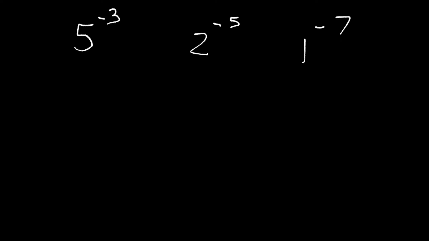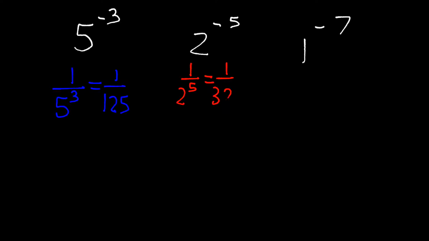Alright, hopefully for 5 to the negative 3rd, you started off by rewriting it as 1 over 5 cubed. And then this becomes 1 over 125. 2 to the negative 5th, hopefully you wrote as 1 over 2 to the 5th. And when you evaluated that exponent, 2 to the 5th, you got 32. So we have 1 over 32.